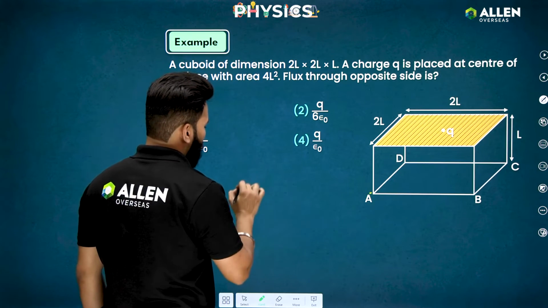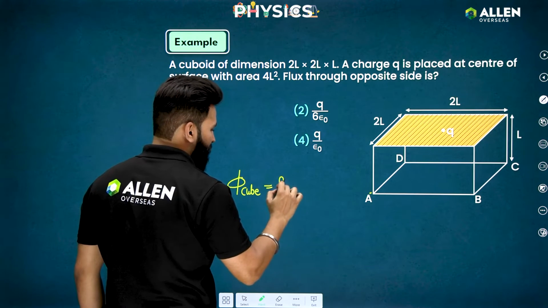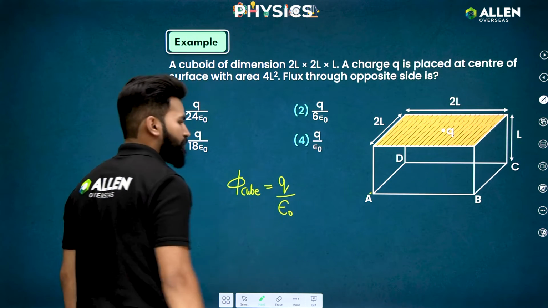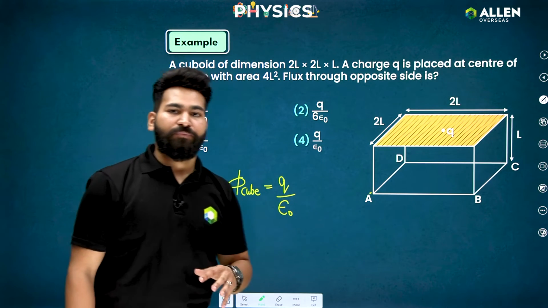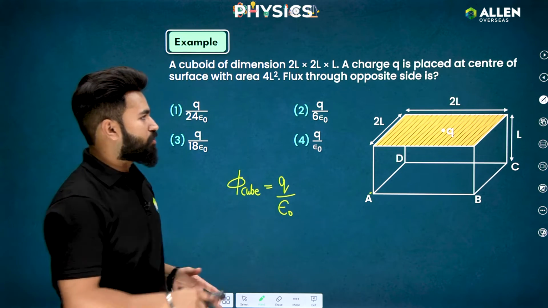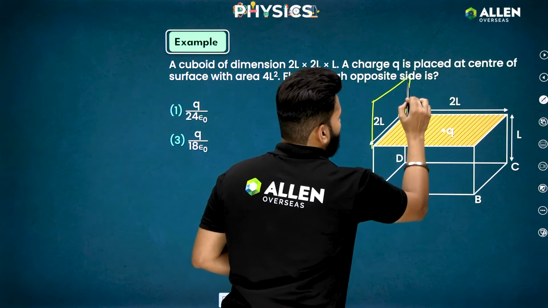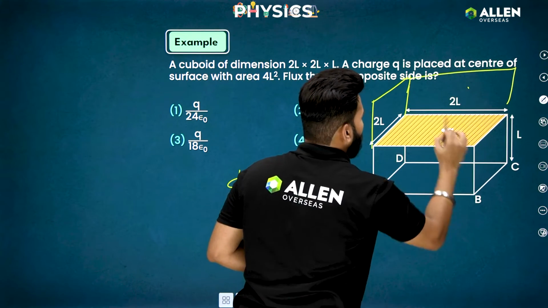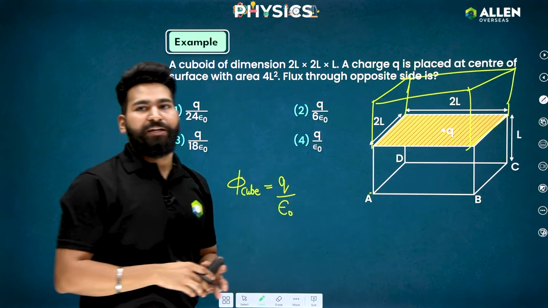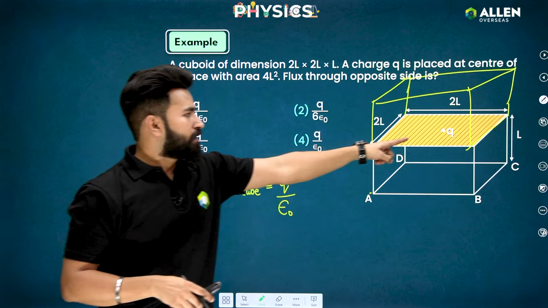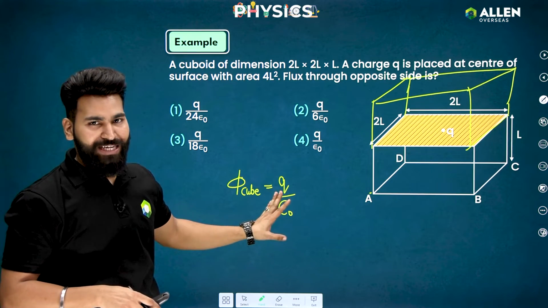So from the cube, flux from the cube will be basically charge enclosed upon epsilon naught. It is asking flux through the opposite side. So when I keep one more cuboid, it becomes a complete cube, and the charge is exactly at the center. So the flux will be Q upon epsilon naught.